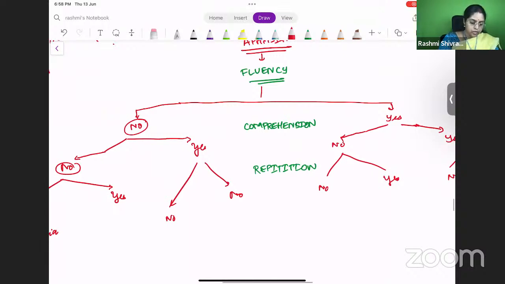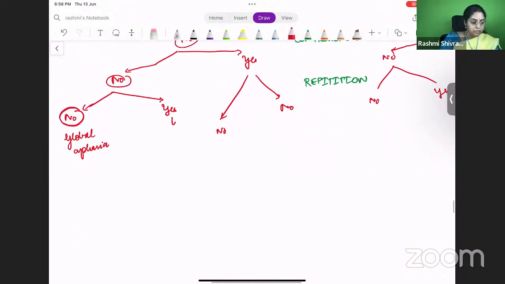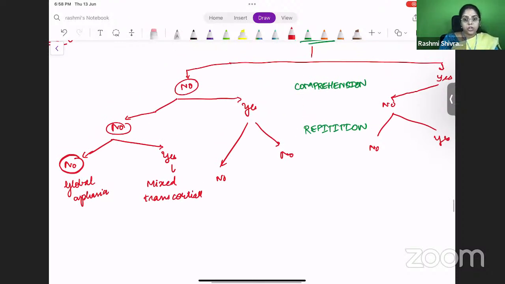So let's see. When the patient is not having fluency, not having comprehension, but repetition is there, then that means that the patient is having a mixed transcortical aphasia. Mixed transcortical aphasia. Okay.